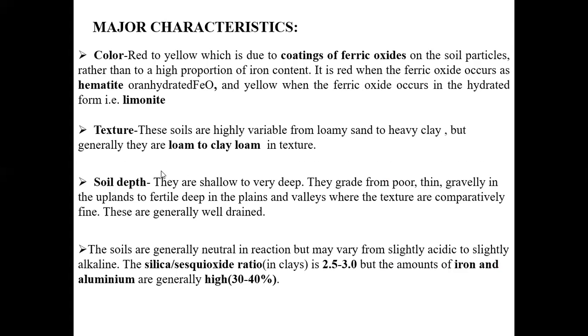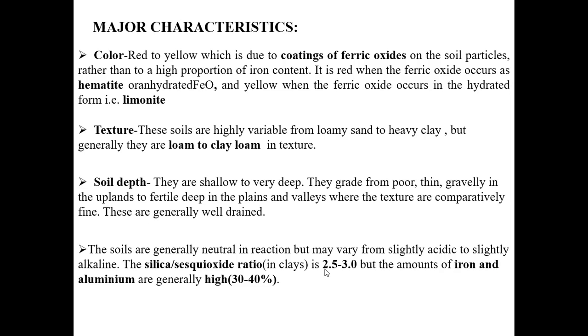The major characteristic is color. Why is the color red to yellow? Because of the coating of ferric oxides. This is a very fundamental question: what is the reason for the red color? Mostly ferric oxides, hematite. It is yellow when the ferric oxides occur hydrated, mostly limonite. Texture is loamy to clayey. The depth is very shallow, students. The grade is poor, thin and gravelly in uplands, to fertile and deep in plains, and the texture is comparatively fine. Generally fertility will be very low.